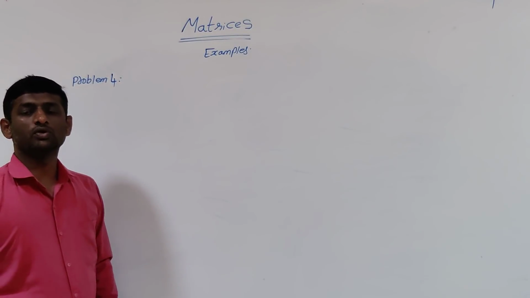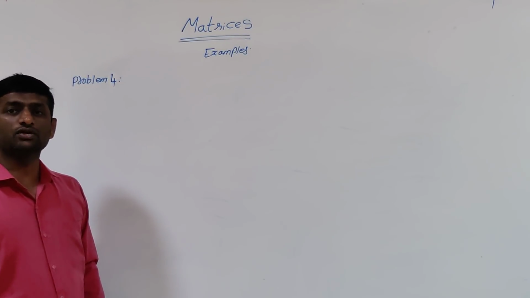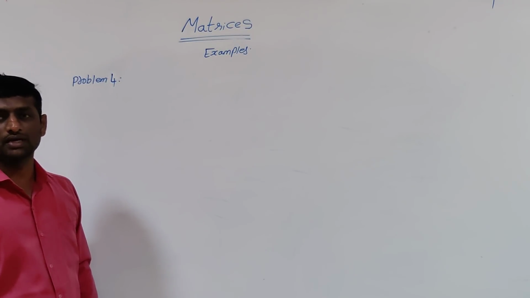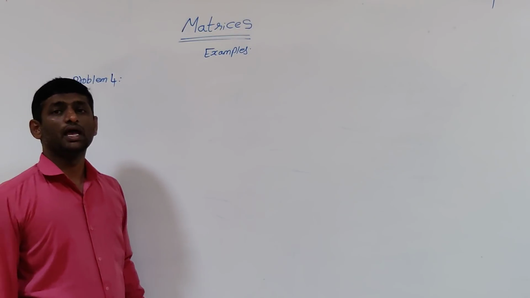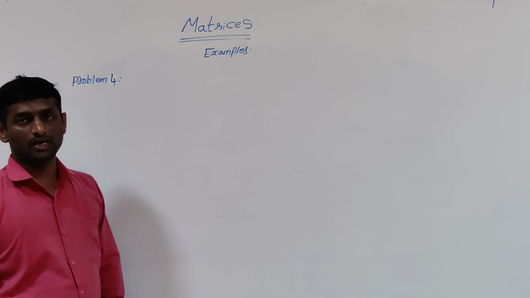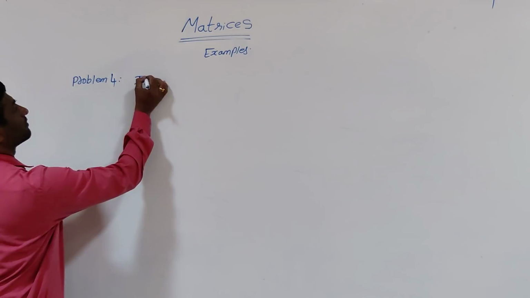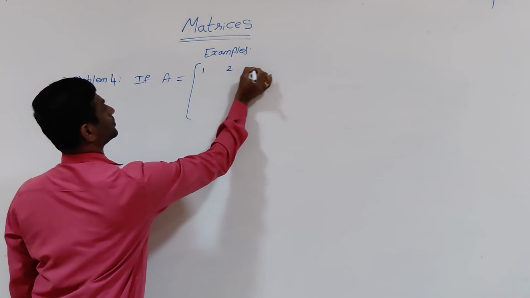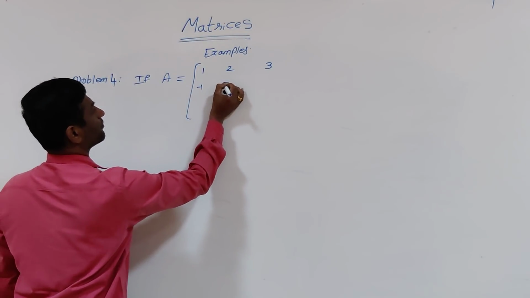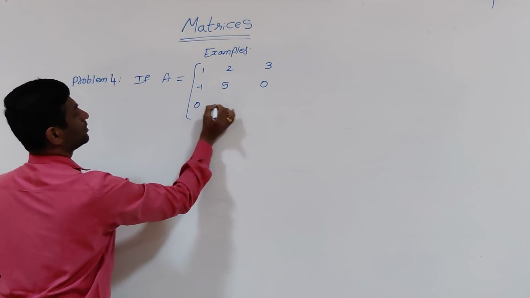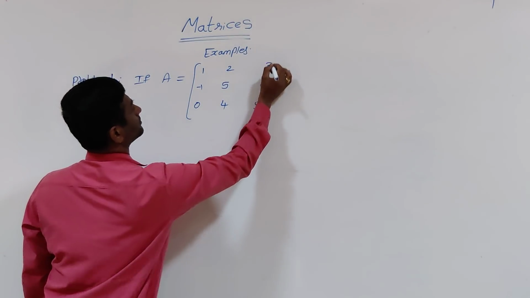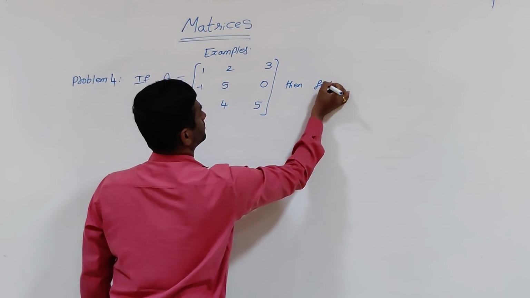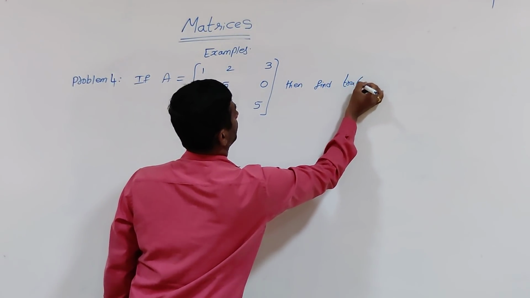Now we will see one more example based on the trace of a matrix. I hope you remember the trace of a matrix: it is the sum of the diagonal elements of a square matrix. Let's see the problem. If A is equal to [1, 2, 3; minus 1, 5, 0; 0, 4, 5], then find the trace of A.